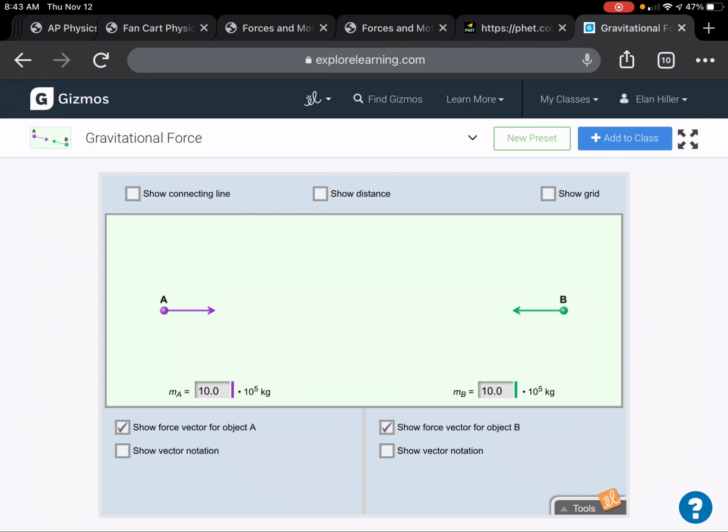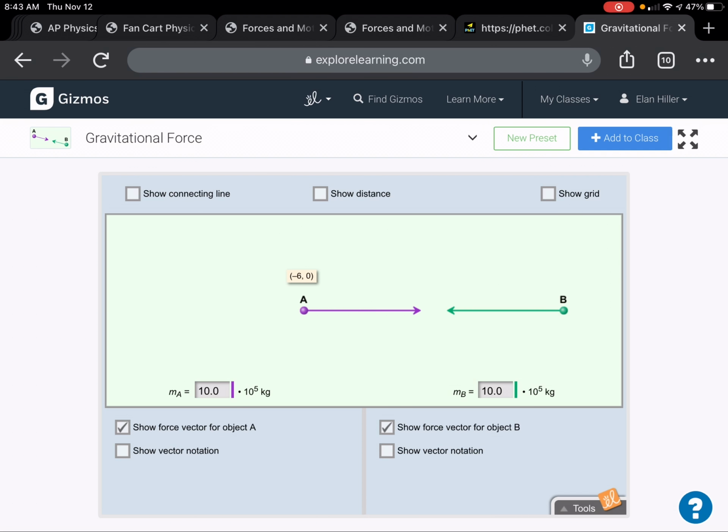Well, as you can see, by turning on these force vectors, you can see that they point towards each other. That would be number 1. The other observation you should notice is that the length of each of these vectors is the same, which tells you the gravitational force applied on each of these masses is also equal. The third question said to move object A closer to object B and observe.